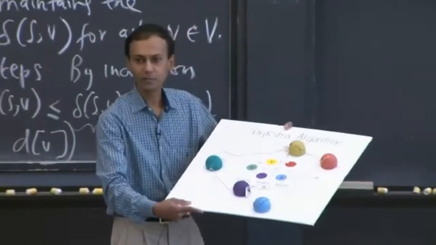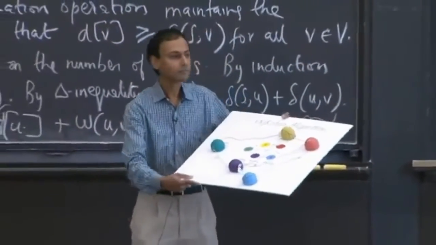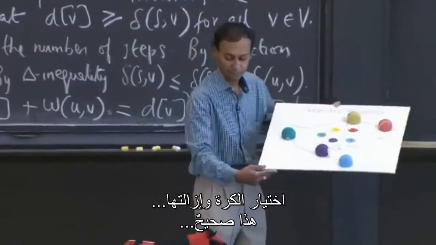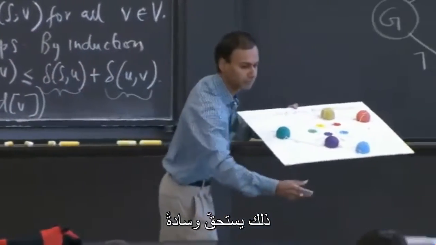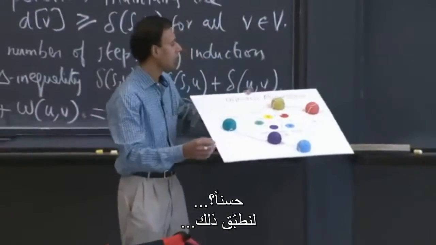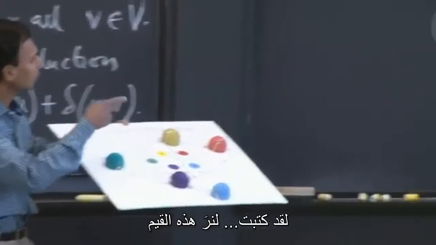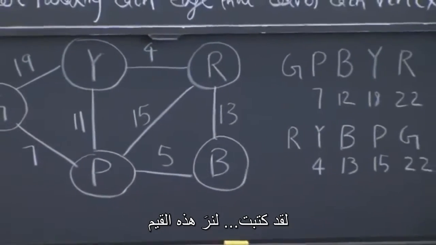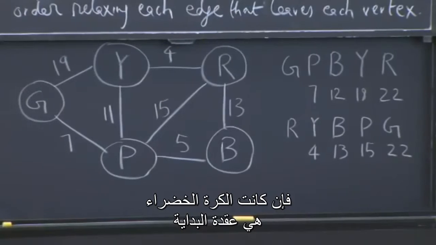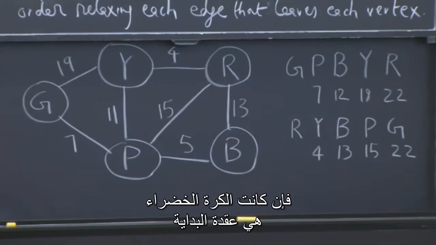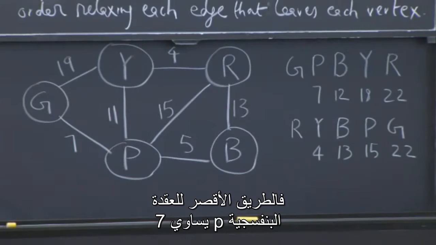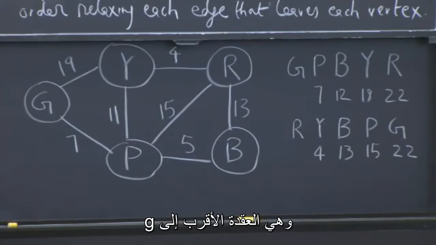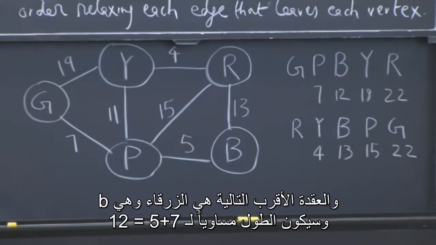Yeah, someone? Yeah, pick up the ball and lift it up. That's right. Good. It's worth the cushion. All right. So let's hope this works. I wrote the values down first. Make sure you buy those values that I have there. If the green ball is the starting vertex, then the shortest path to the purple vertex P is 7, and that's the closest node to G, and then the next closest node is the blue one, which is B, which is 12, 7 plus 5, and so on and so forth.